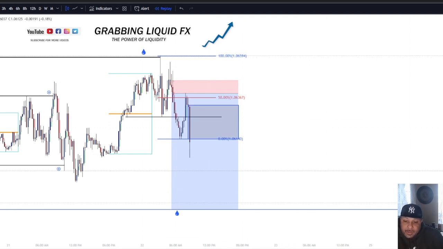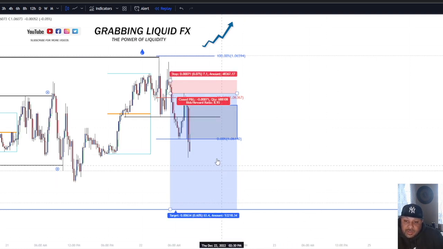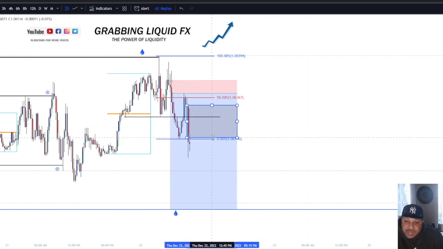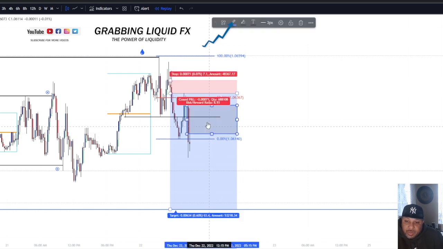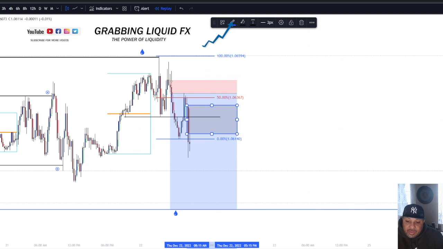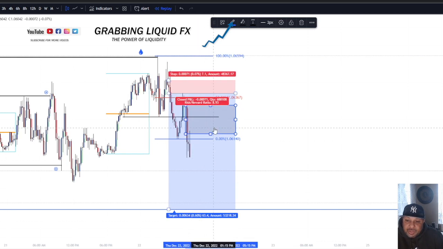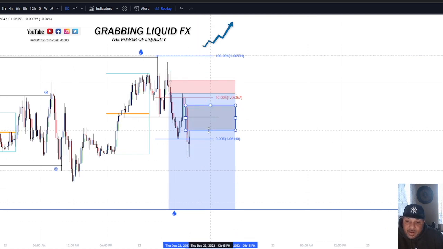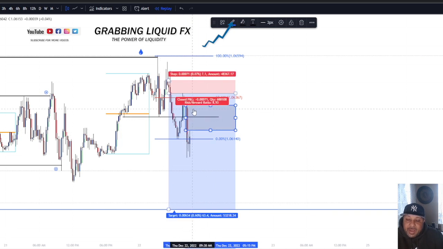And so price creates this imbalance. It pushes up into that imbalance just a little bit. So we want to cover that imbalance that's already been covered. So price pushes up again just a little bit, right? And now it looks like it's coming for that imbalance.